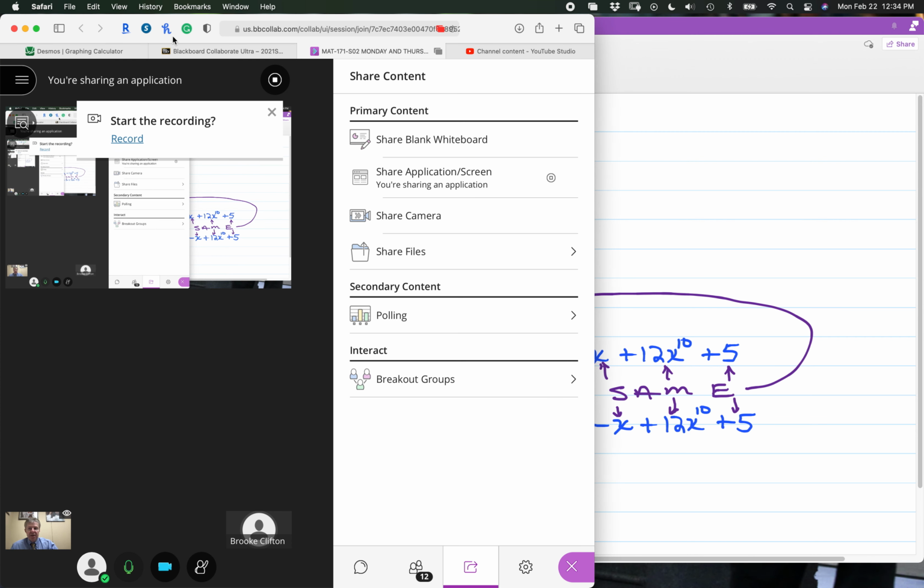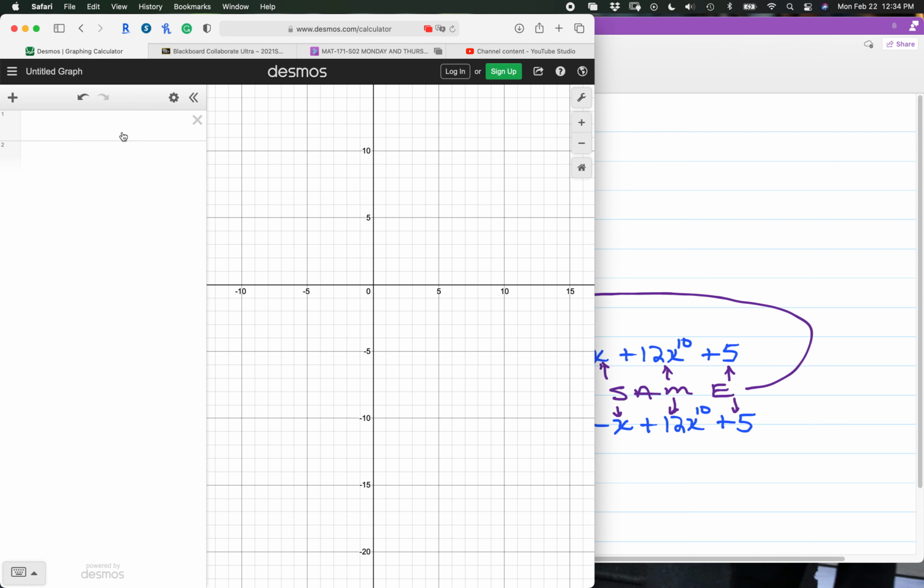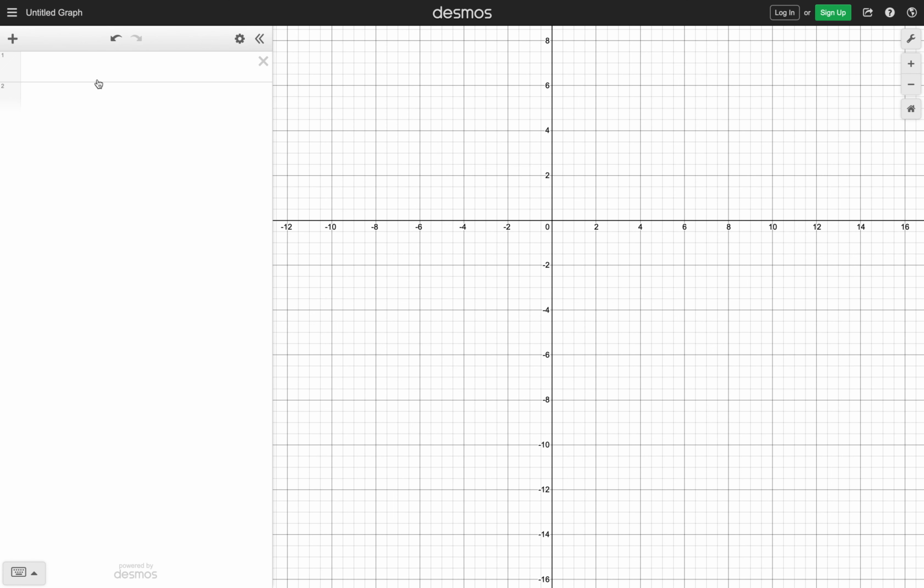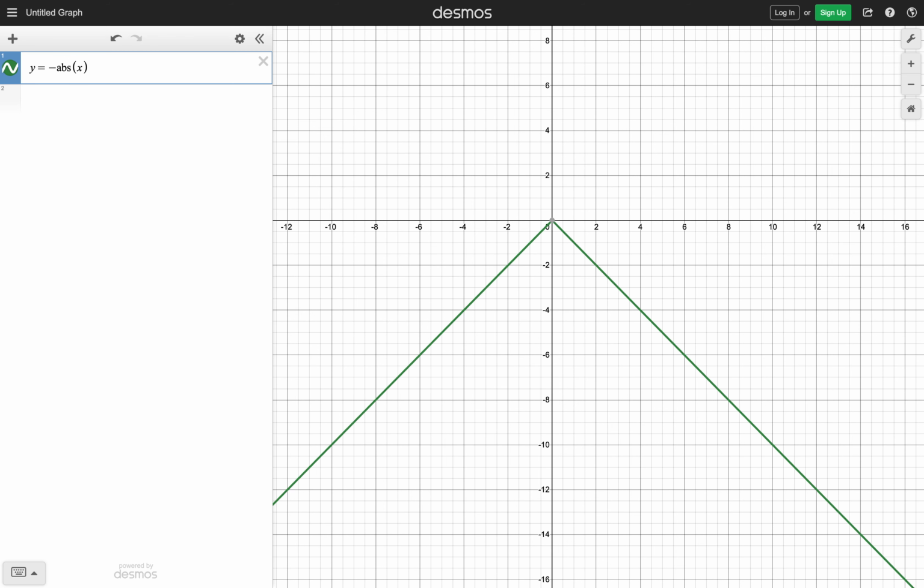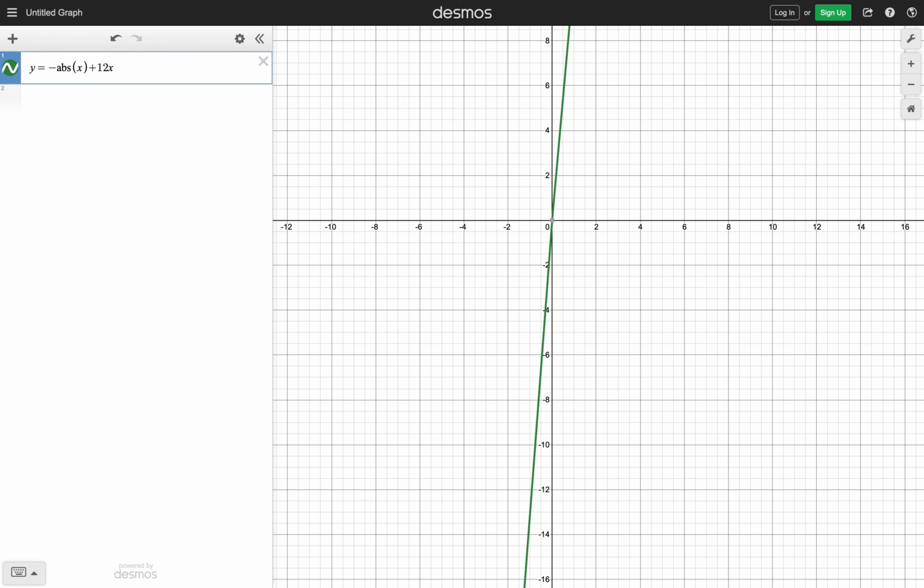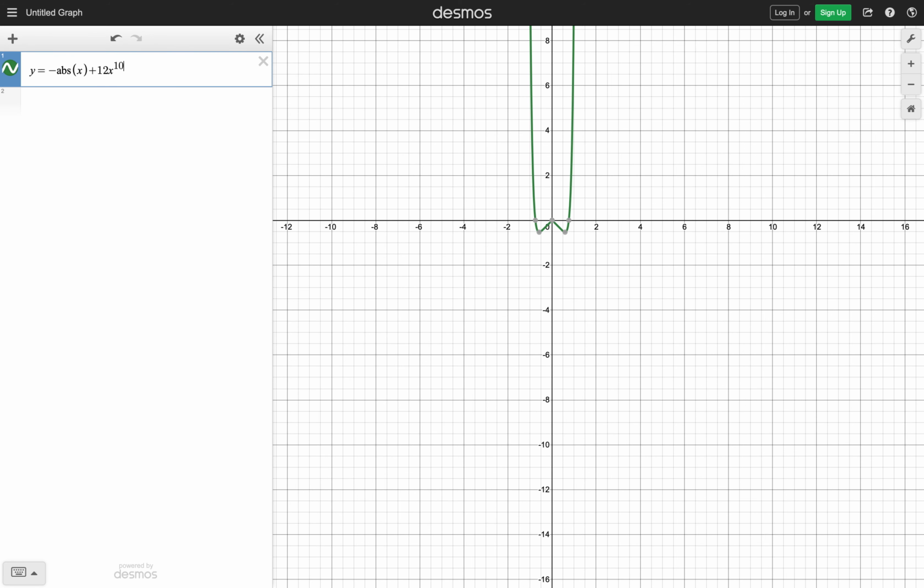I'm going to take what I have in Desmos. For this one, I have p of x functional notation for y, and again that was the negative of the absolute value of x, plus 12 times x to the 10th, followed by the addition of 5.